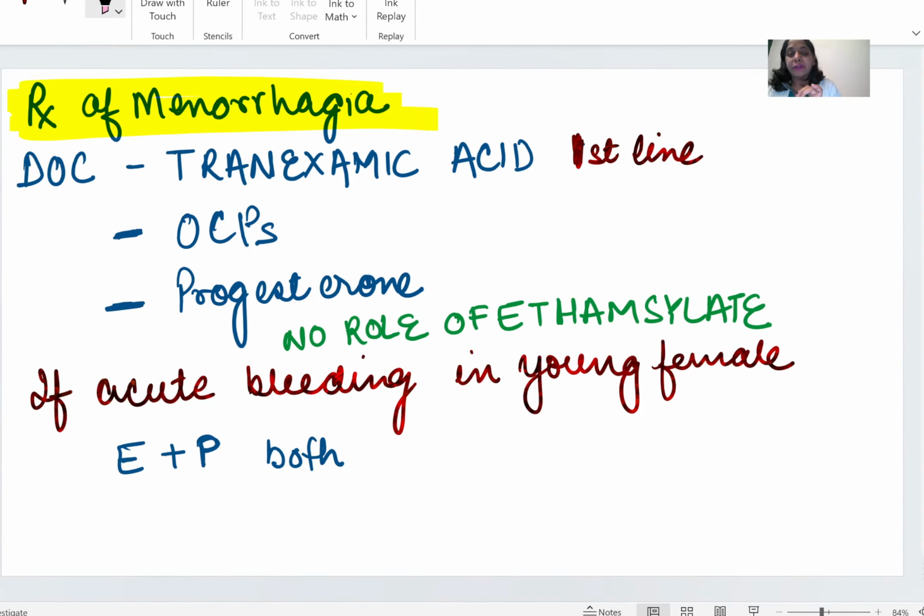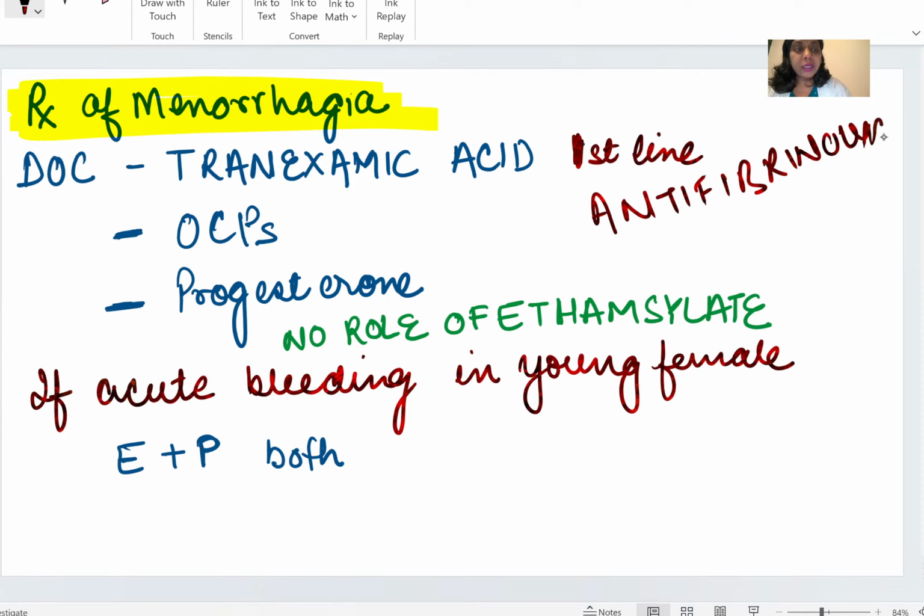Let us see treatment of menorrhagia. The drug of choice is tranexamic acid. How does tranexamic acid act? It is an antifibrinolytic, so it decreases the bleeding. Okay. The second drug is OCPs. And the third, OCPs or progesterone you can say. But there is no documented role of ethamsylate.